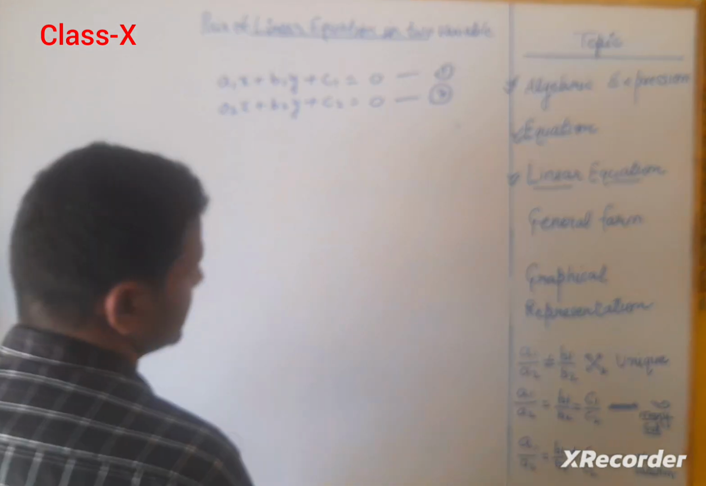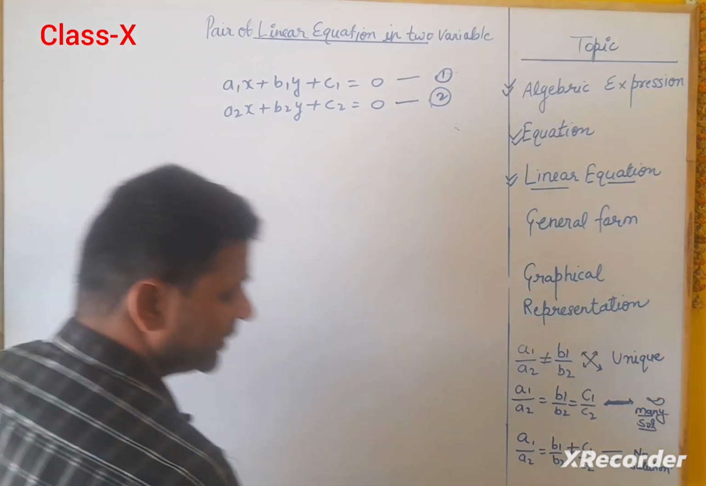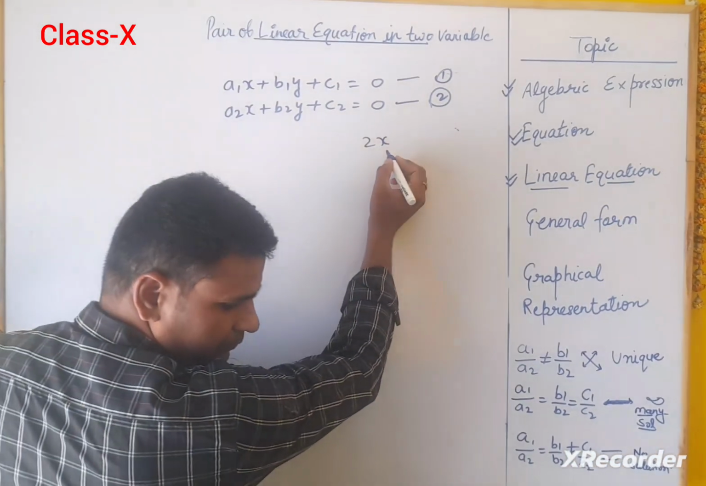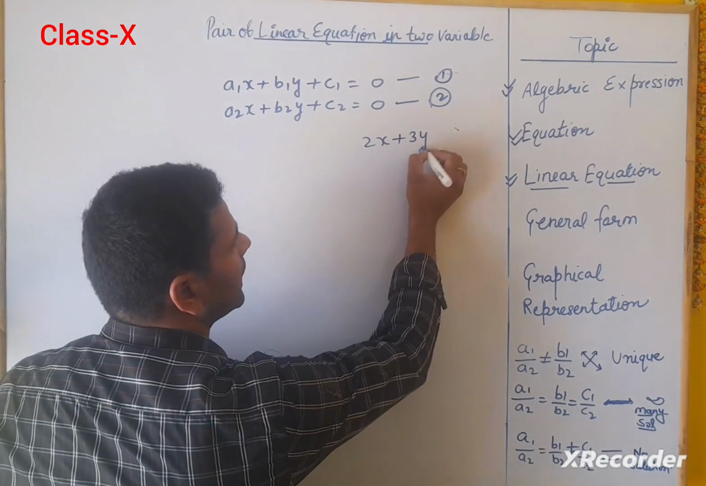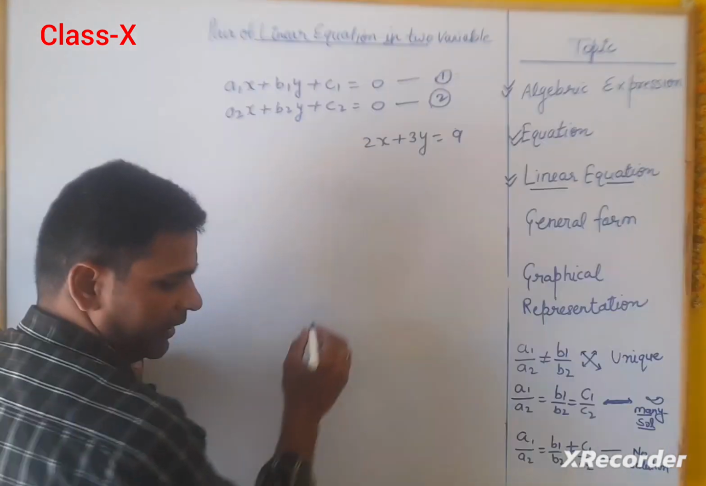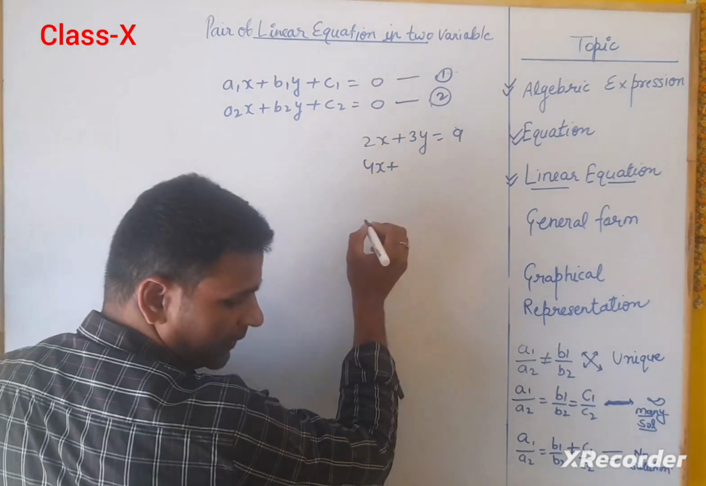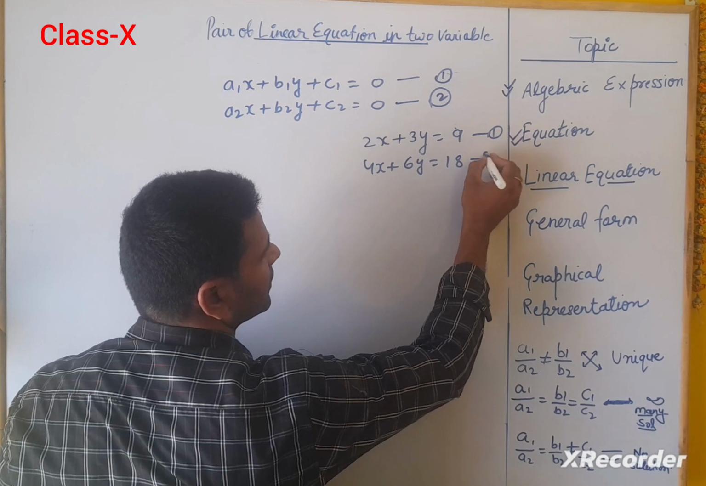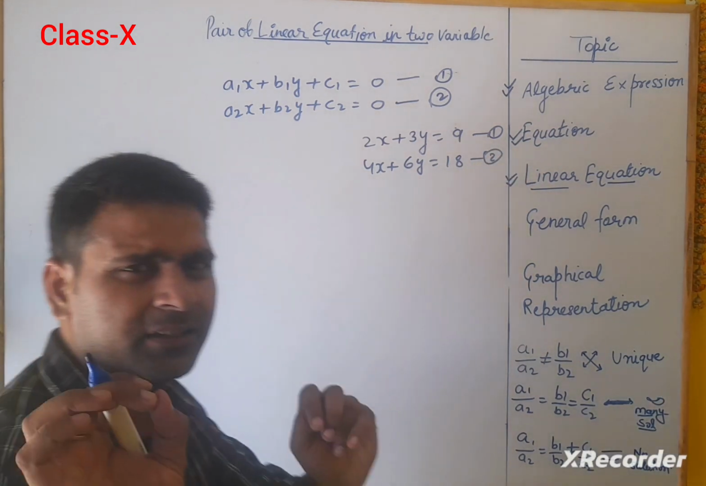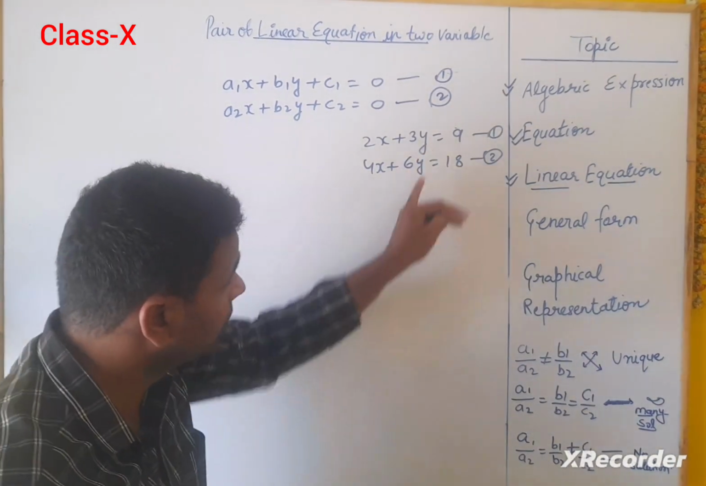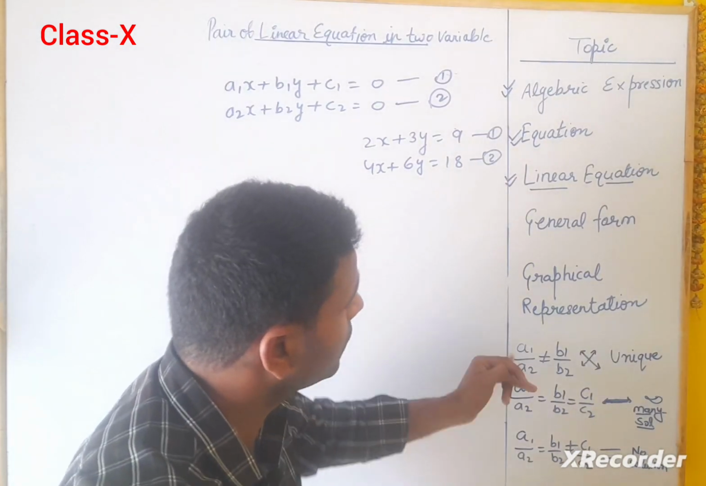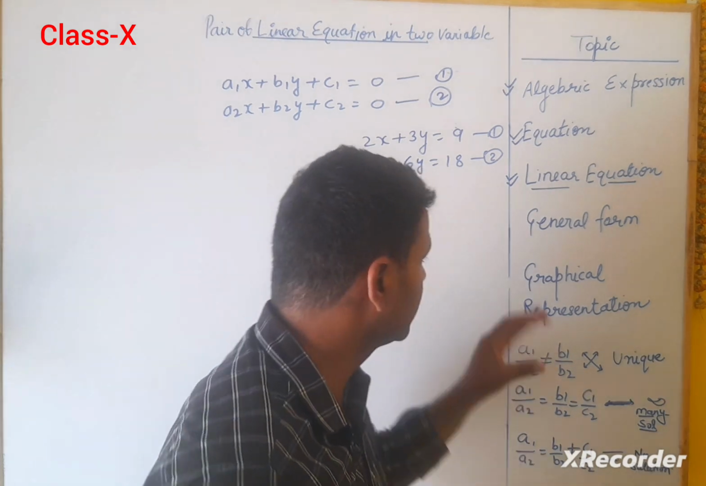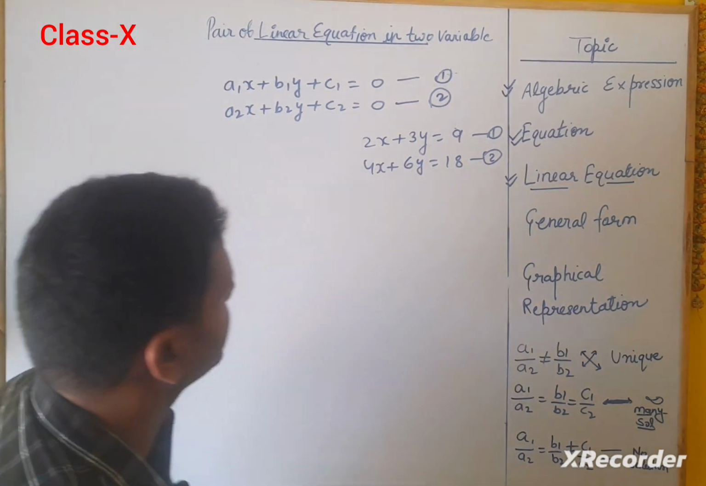Let us take one example. Here is the example: 2x plus 3y equal to 9, and 4x plus 6y equal to 18. Here is the first equation, here is the second equation. I have just taken a normal example. If two equations are given, how can we represent them on the graph? Let's see.